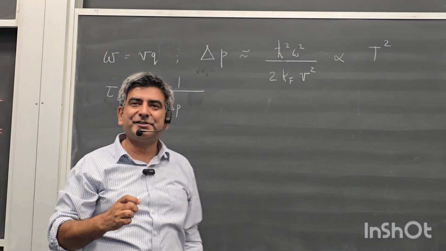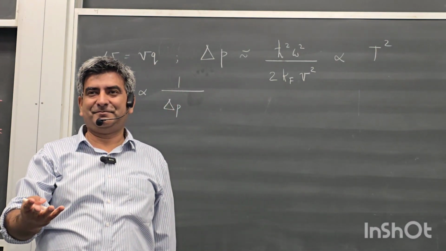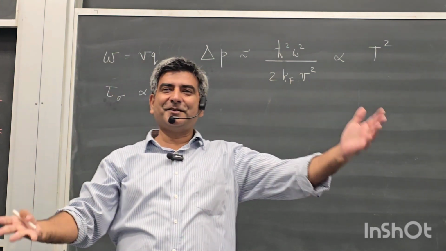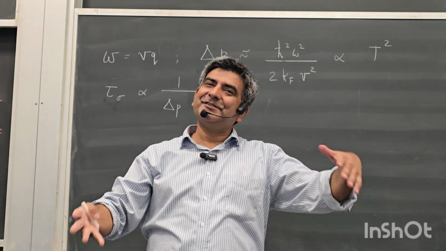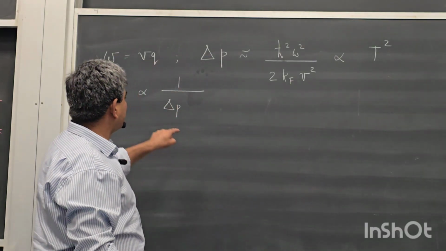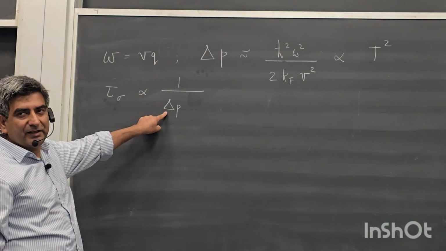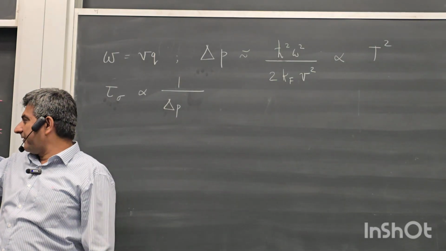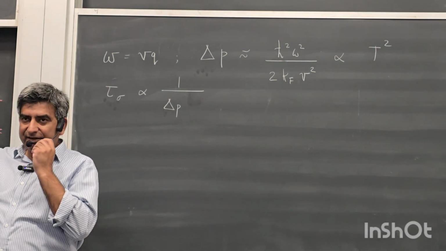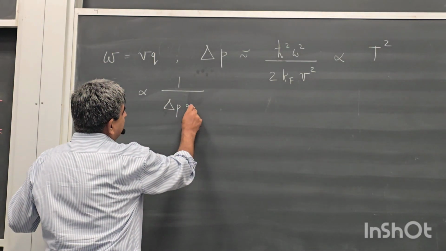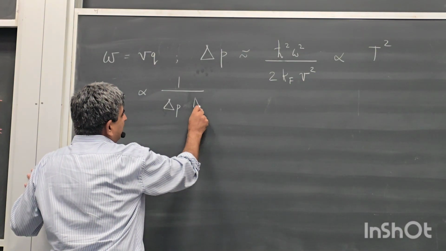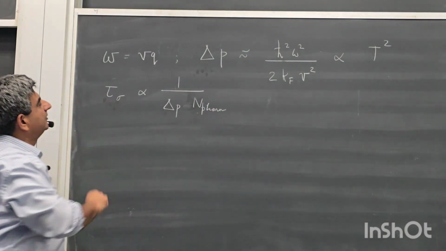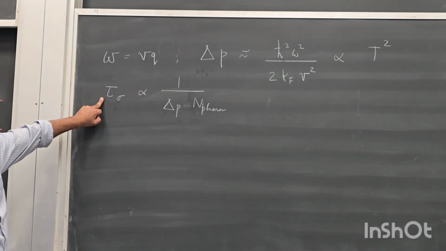And you also need to consider the number of phonons in the system. Correct? So higher the number of phonons, smaller will be the scattering rate. So not only do we have a factor of delta P, which really demarcates the efficiency of this scattering process, you will also have a number of phonon factor inside the denominator. Higher the number of phonons, smaller will be tau.